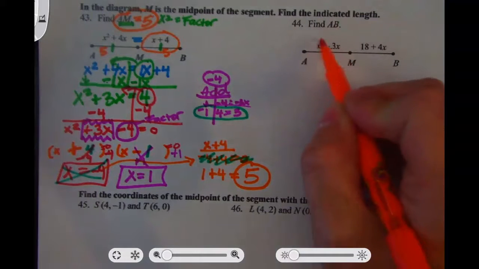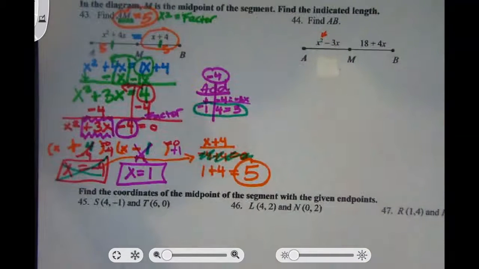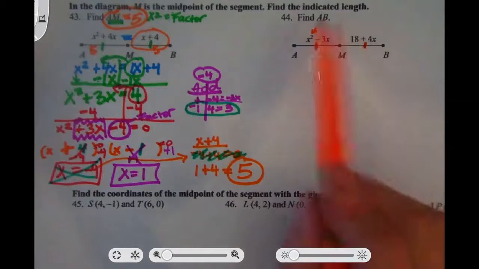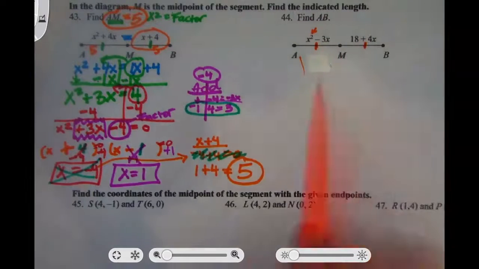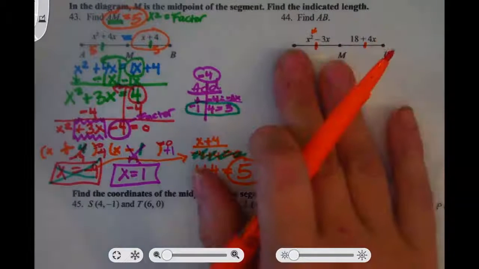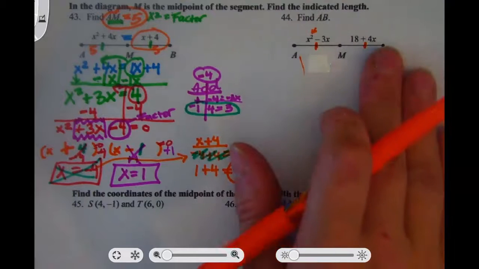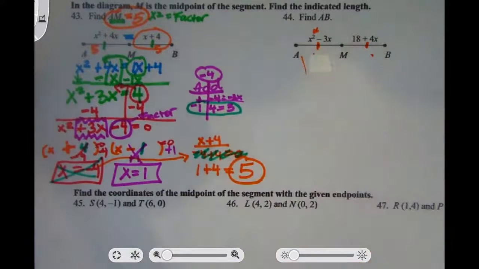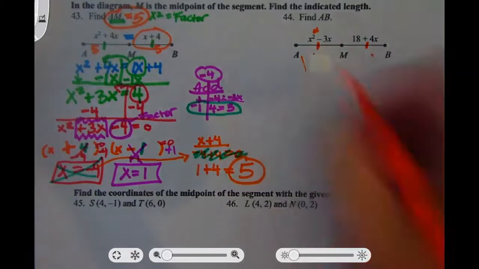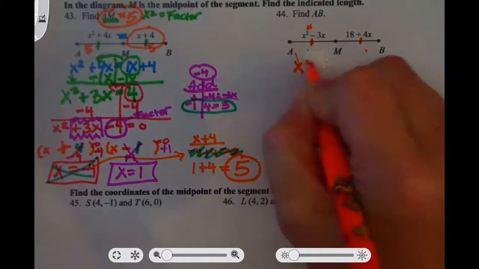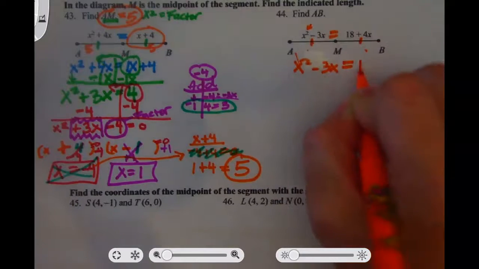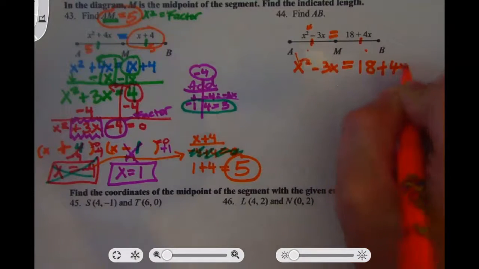I notice right away there's an x squared, so that tells me I have to factor. So I put my little marks in because I know these two are the same. This actually wants AB. It wants the whole length. So once we find x and we plug it back into one of the sides, that's where we can either double it or just add it twice. But I do know that I'm going to have x squared minus 3x equals 18 plus 4x.